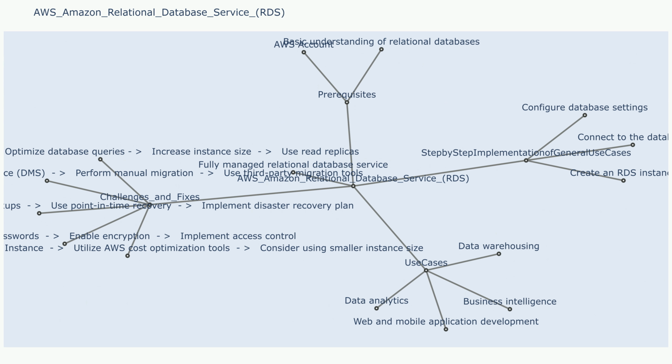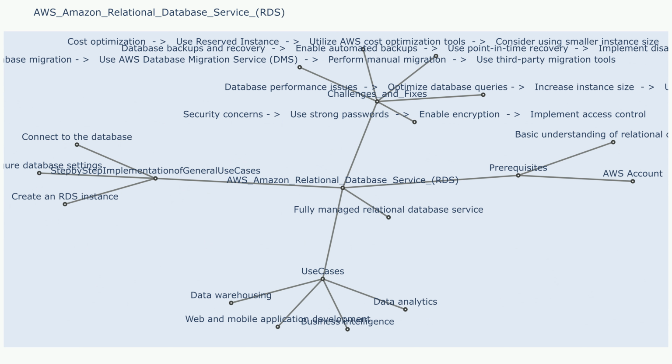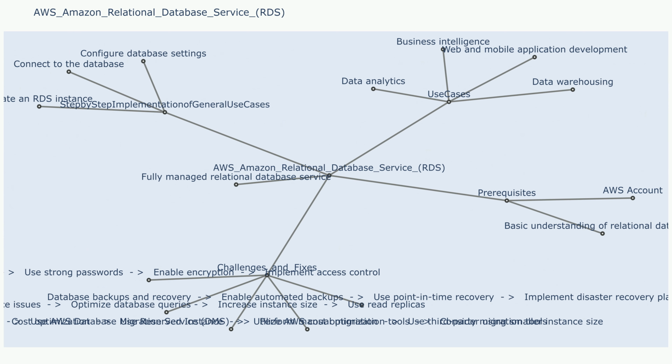Prerequisites: AWS account. An active AWS account is required to access and use RDS. Basic understanding of relational databases. Familiarity with relational database concepts like tables, queries, and schema design is helpful.